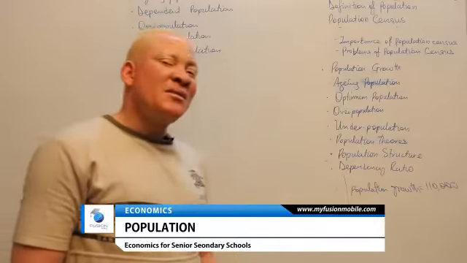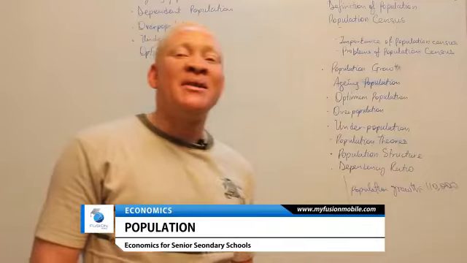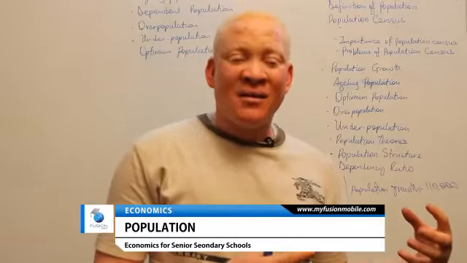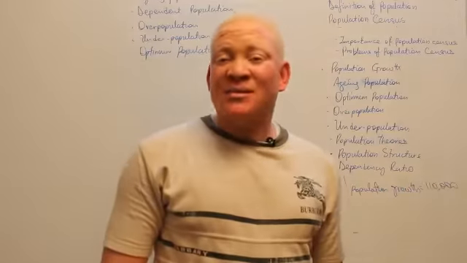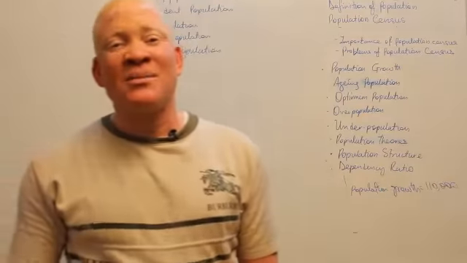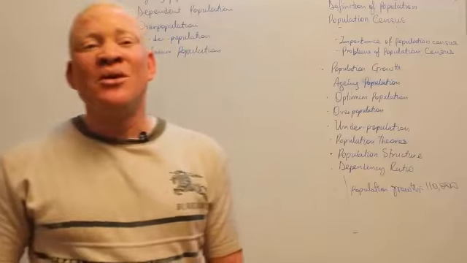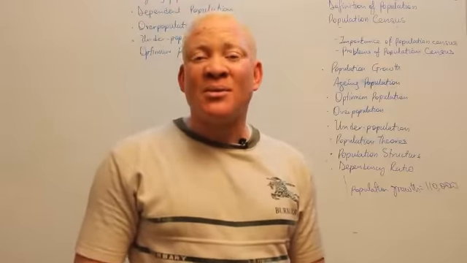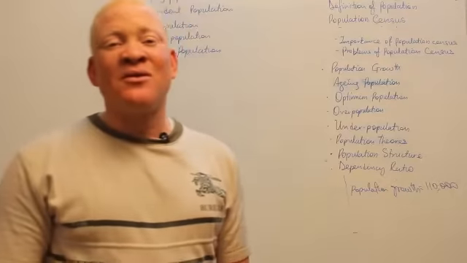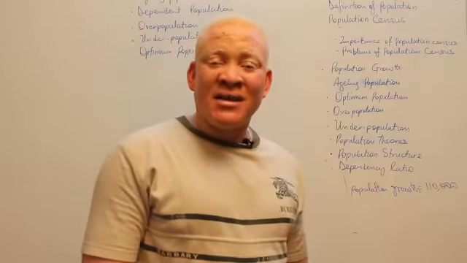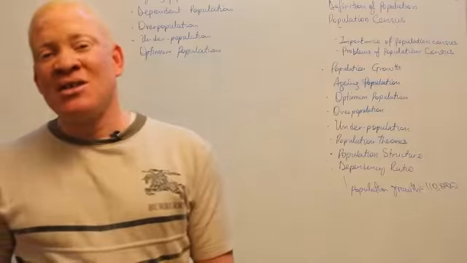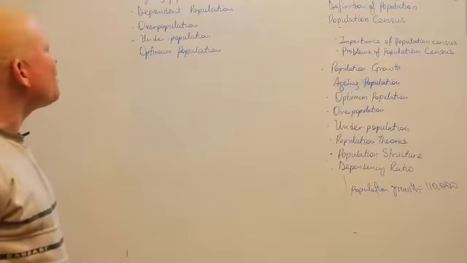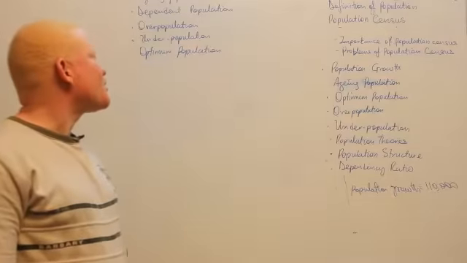Now, the dependent population here has a high dependency ratio, meaning that the proportion of dependents to the working population is high. That is what dependency ratio means: the ratio of dependents to the working population, and dependents is made up of the adolescents and infants and the old age, that is excluding the working population.